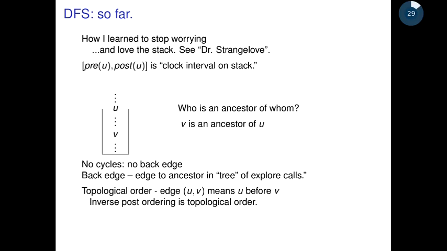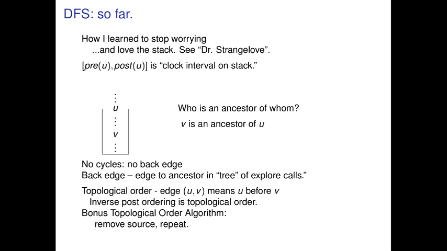Now, we argued that the inverse post-ordering is a topological order. And we also argued another, and I'll go over that real quick as well, because it's going to be central to the strongly connected components algorithm. Then we also talked about another algorithm for topologically ordering, and that's remove a source and repeat. So these are all things that you should get continually more comfortable with.